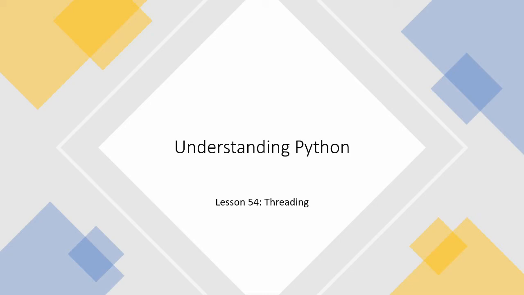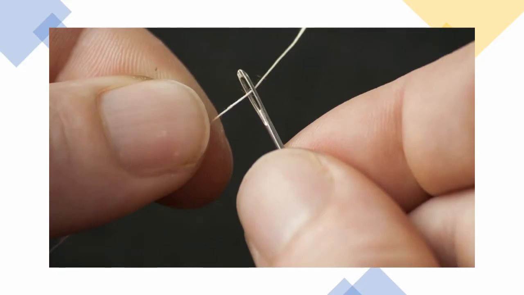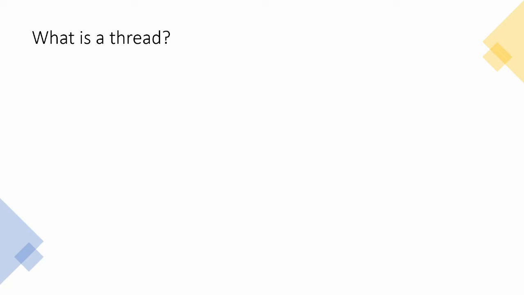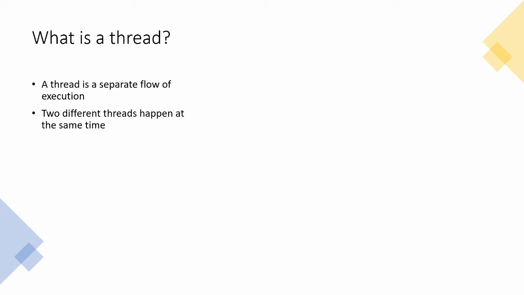Welcome back. Today we're going to be looking at threading in Python. So what is threading? Well, it's not threading a needle, but we do need to understand what is a thread. And actually in a processor, a thread has a different meaning to what it is in Python. So a thread is a separate flow of execution, and you can have different threads happening at the same time.